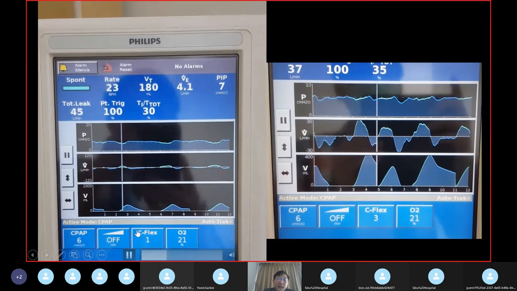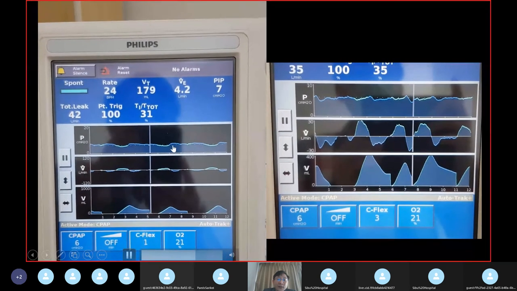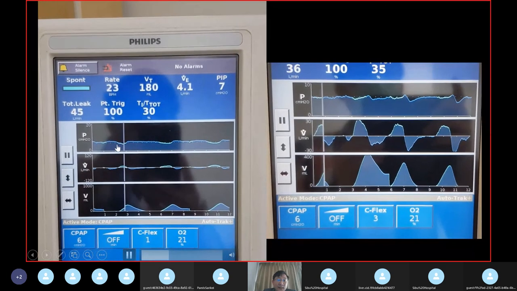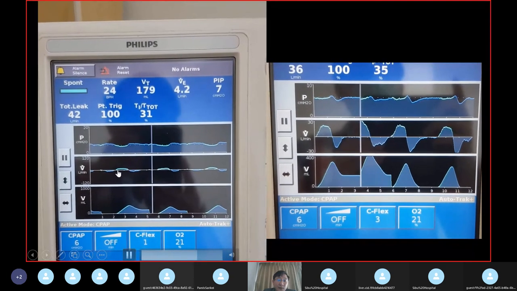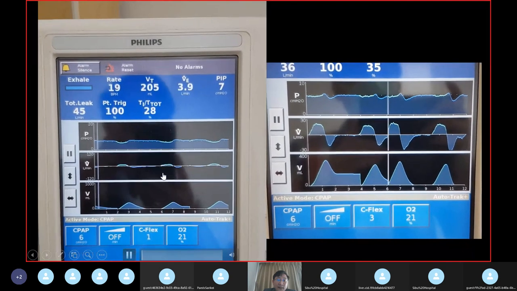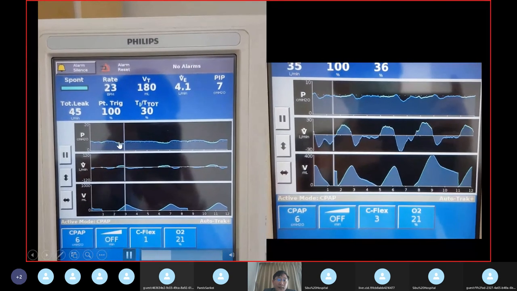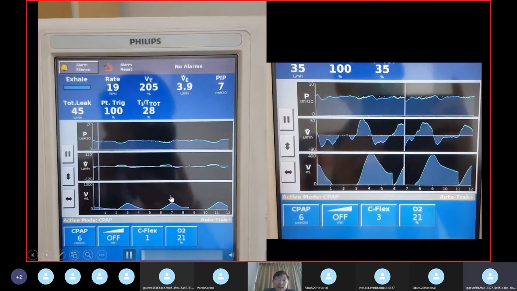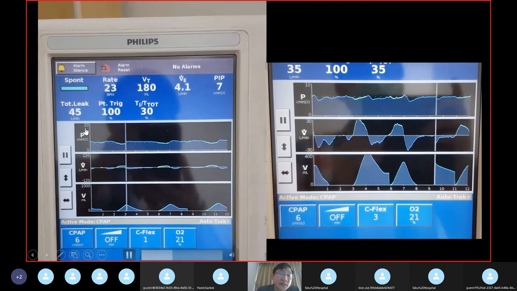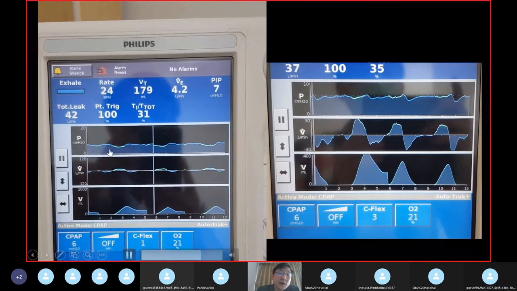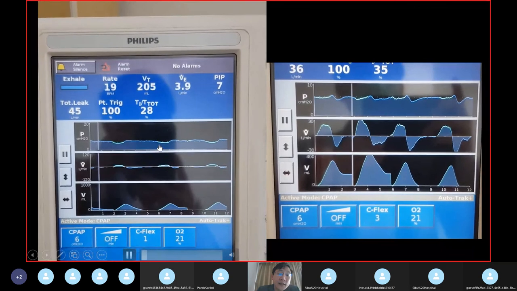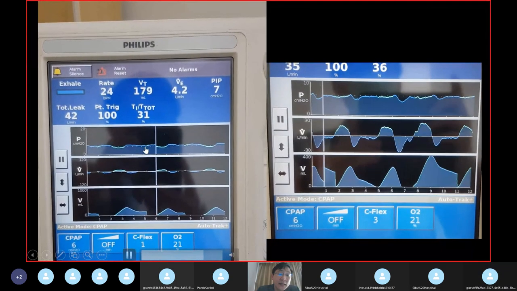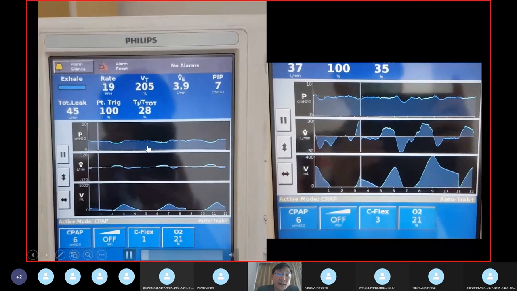So this is what you call a C-Flex of 1, okay? You study the graph first. Let's understand the graph first. Okay, so this is inhalation, with flow in, the tidal volume. And this is the pressure. Between inhalation and exhalation, you didn't see much of a pressure drop here, okay?